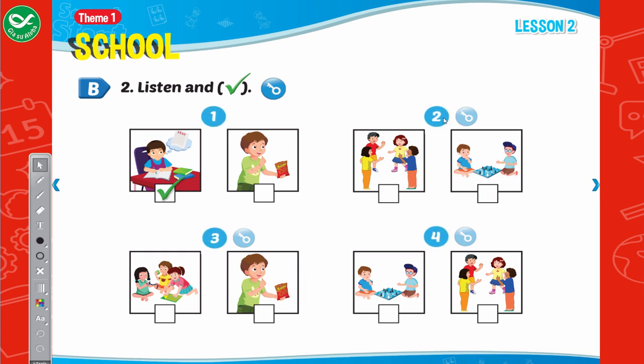2. What about Bill? What's he doing? Oh, he's playing chess. 3. What's Jane doing? She's eating snacks in the lunchroom. 4. Where's Tom? What's he doing? He's talking with his friends. Yeah!